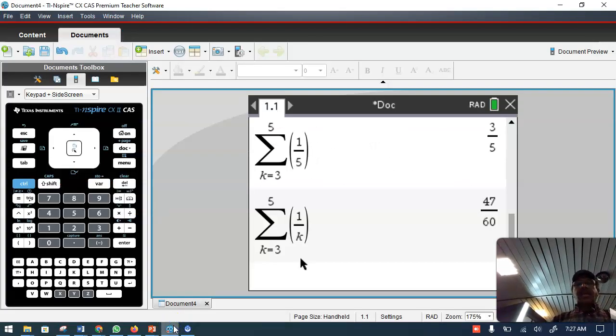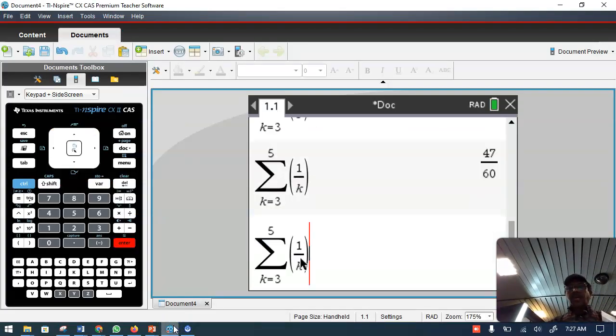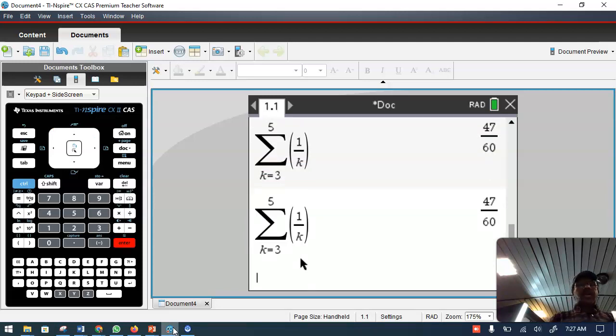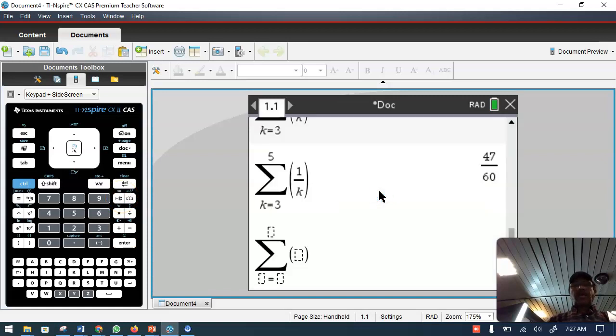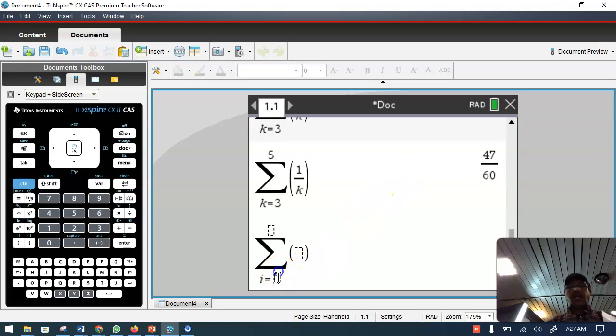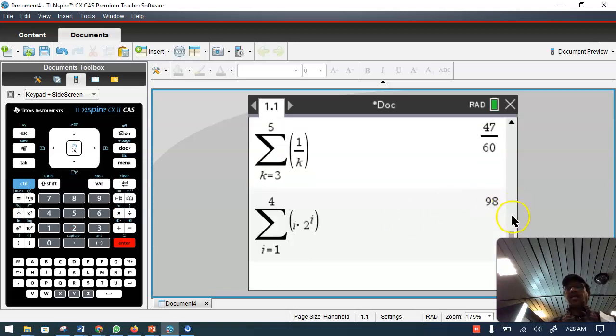Or you can check with the calculator also. I'll go back to this screen. Or suppose if you have forgotten, now how do we do it? Go right here, click this one twice, and put i. This time it is i. So 1 to 4, and then i times 2 raised to the power i, and enter. You get the answer.